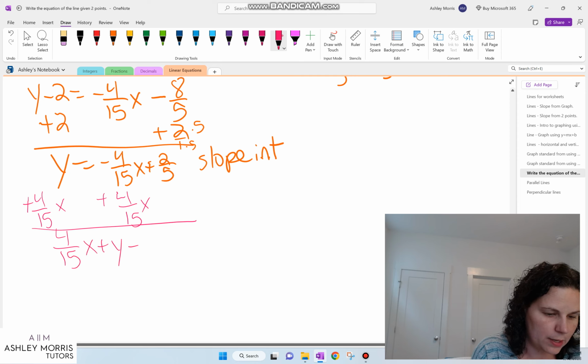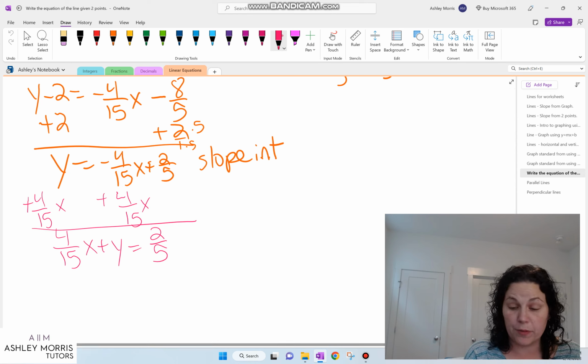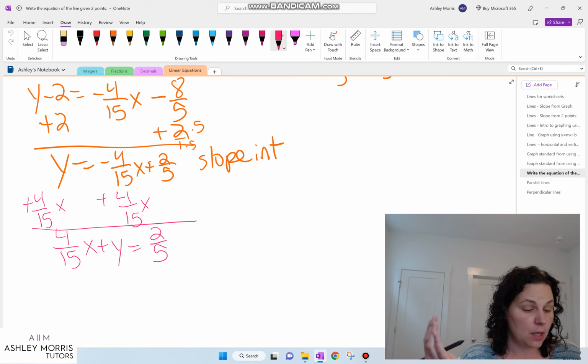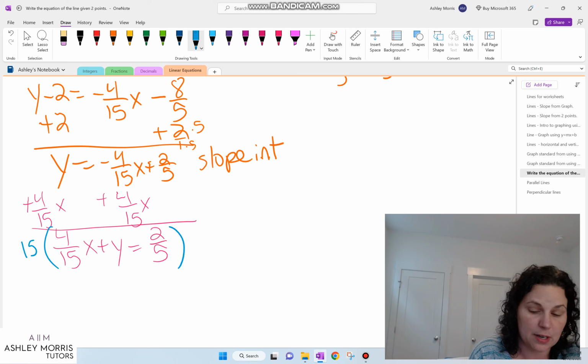4/15x plus y equals 2/5. Now, if that was a negative 4/15, multiply everything by -1. Don't have to worry about that. And now I'm going to multiply everything by 15 to get rid of my fractions. 15 is my least common denominator.